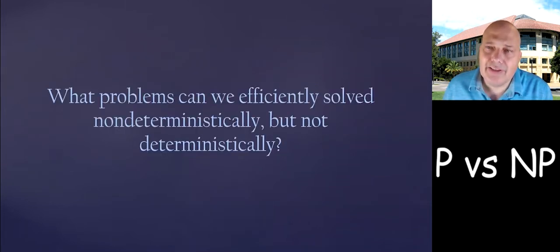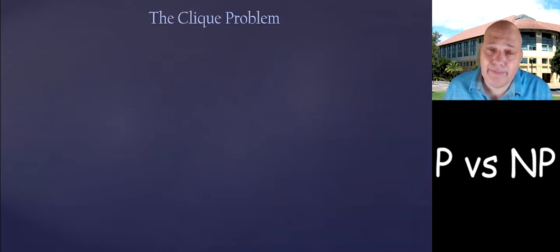So we defined non-deterministic Turing machines, and the question is what problems can be efficiently solved non-deterministically but not deterministically. We don't know it. We know problems that can be solved efficiently non-deterministically, and for those questions, we conjecture that they cannot be done efficiently by a deterministic Turing machine. One example is the Clique problem.